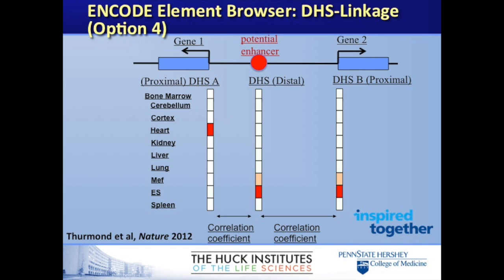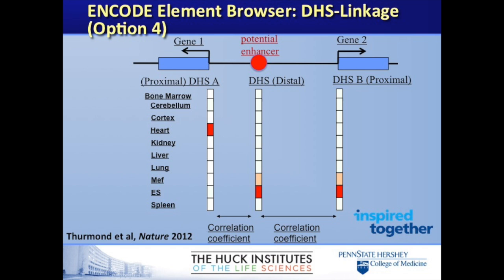we have two proximal DHSs here, and then one distal DHS. So if you look at the activity for the DHSB, you can see that it is more correlated and more consistent with a distal DHS compared to DHSA. And because these two distal DHS and proximal DHSB are highly correlated and have a high Pearson correlation, we can say that these two pair of DHS are linked.